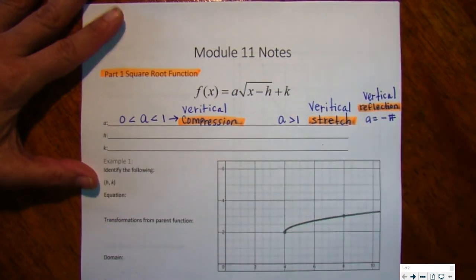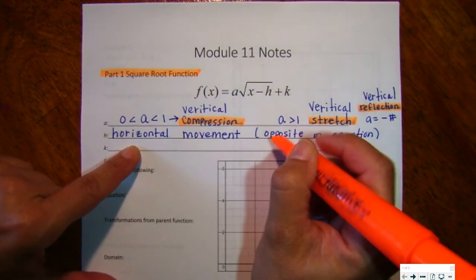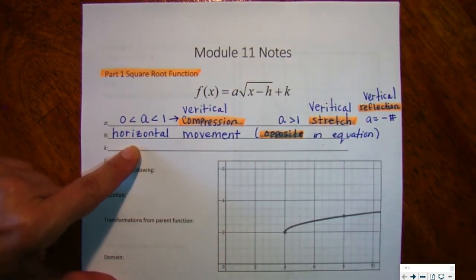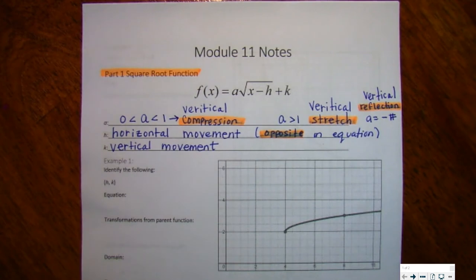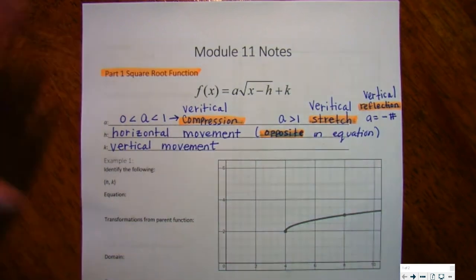value is negative. Next, we're going to talk about the H value, and remember H is horizontal and it is always opposite in the equation. And of course, your last one is going to be the K value, which is a vertical movement, and it is not opposite in the equation. Let's go ahead and take a look at example 1.